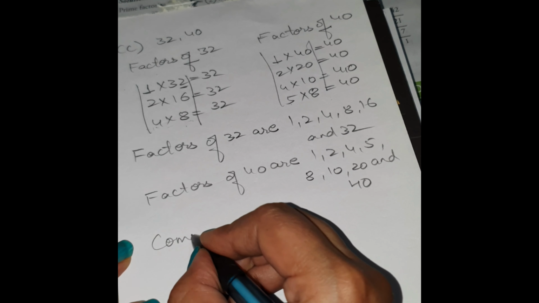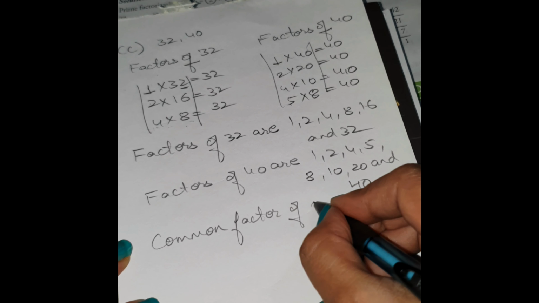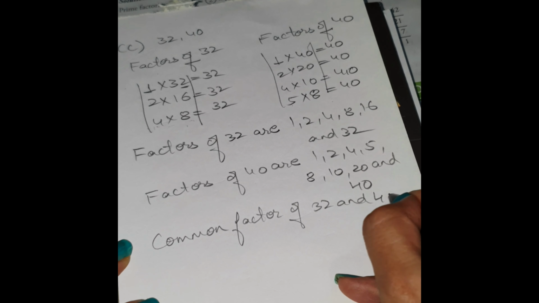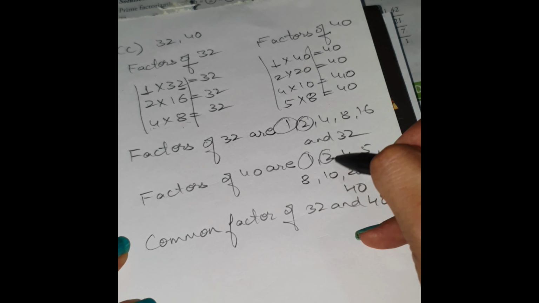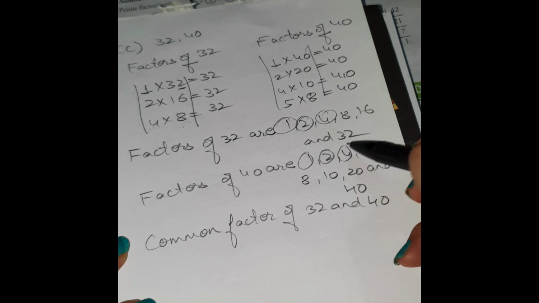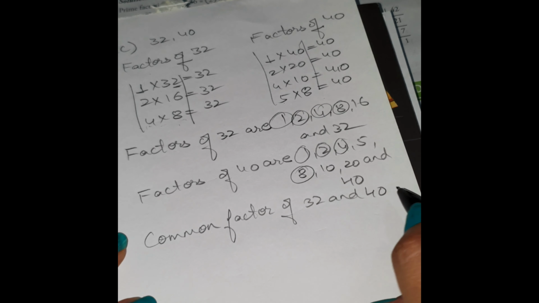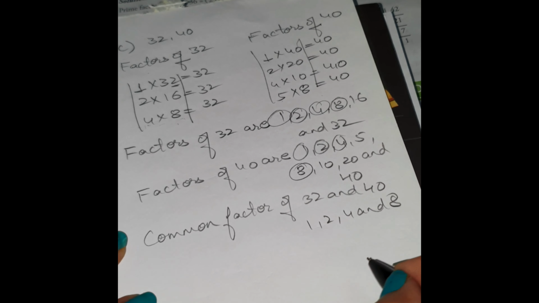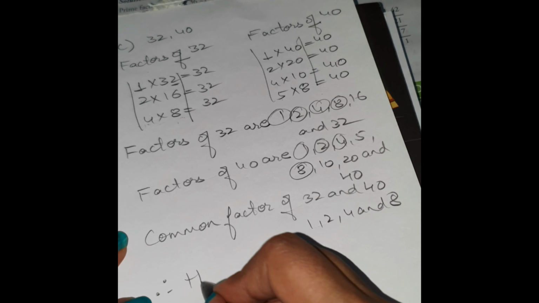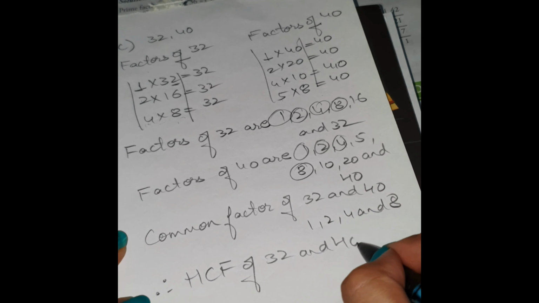Now we have to write the common factors of 32 and 40. So pick the common factors. Yes, it is number 1, number 2, then number 4 and then finally number 8. So these are the four common factors. So you will be writing common factors of 32 and 40 are 1, 2, 4 and 8. Right?